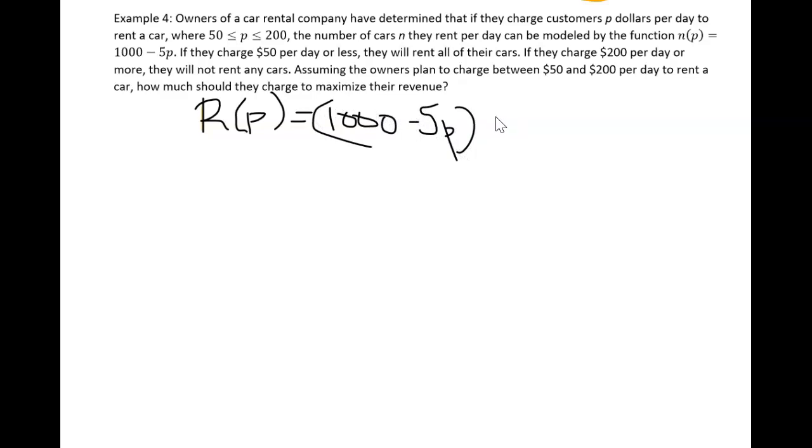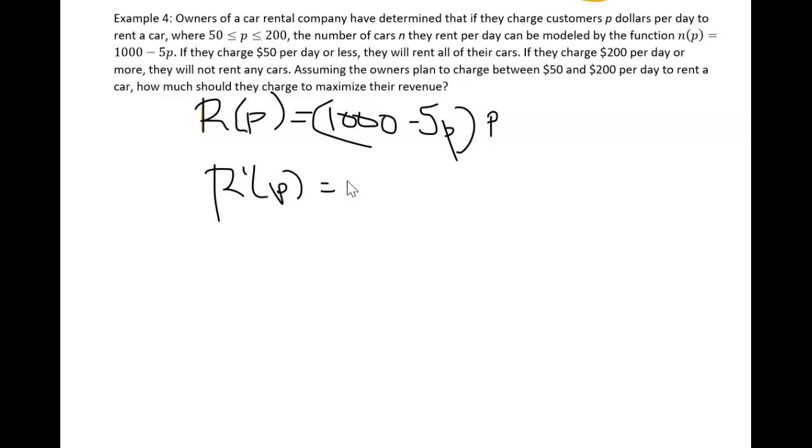So your revenue is the total number of cars you sell times how much you charge for that. So what we're going to do here is we're going to say revenue in terms of how much they charge is equal to the number of cars they can rent per day times how much they charge to rent them. And so we're just going to maximize this function by finding the derivative.